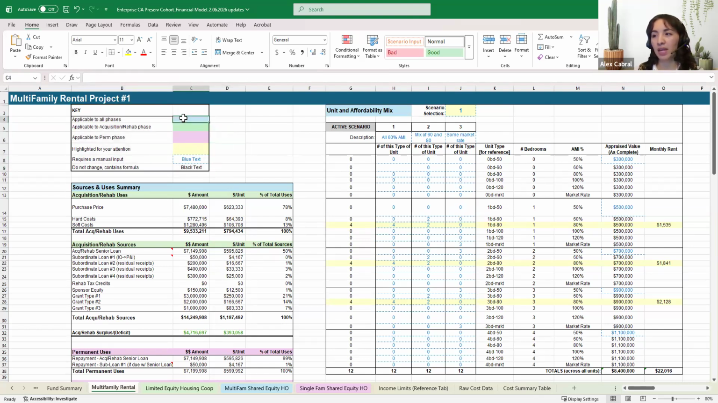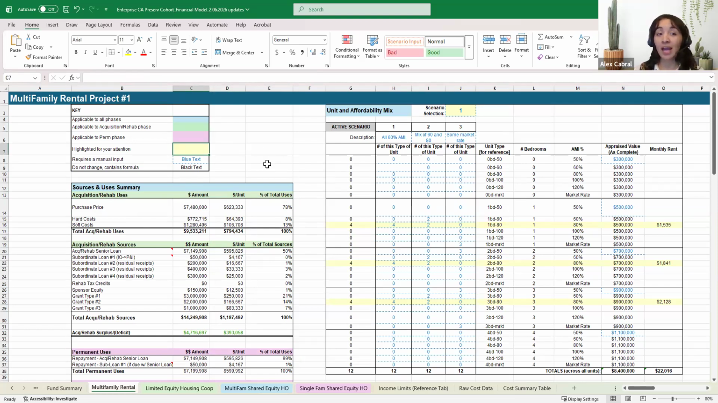So you'll notice that anything labeled in blue is applicable to all phases. Each pro forma has two phases, an acquisition rehab phase and a perm phase. And we say perm for the multifamily rental, but for example, in a homeownership pro forma, this would be the sale phase or the disposition phase. So the acquisition rehab phase will be in green, as you can see here, for example, and the perm phase will be in pink, just so you're clear on what you're looking at.